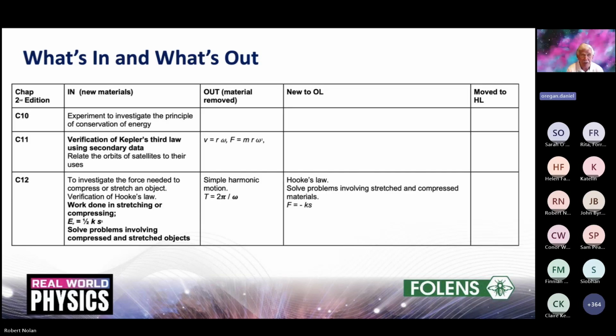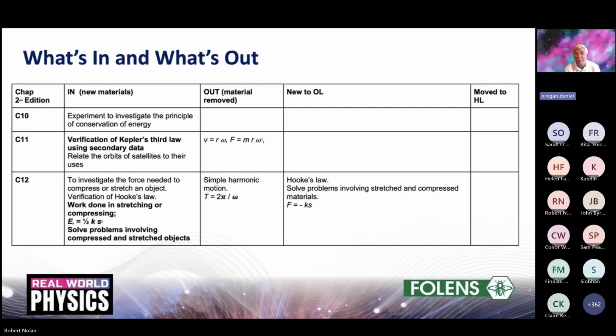At a higher level, the work done in stretching or compressing a string is new. The formula for the energy stored in a compressed spring or other elastic body that obeys Hooke's law is new. That's E equals a half k s squared. It's in the tables, there's no issue there. And pupils need to solve problems with that. Also, Hooke's law is new to ordinary level, solving problems using stretched and compressed materials with the equation F equals minus ks is new to ordinary level.